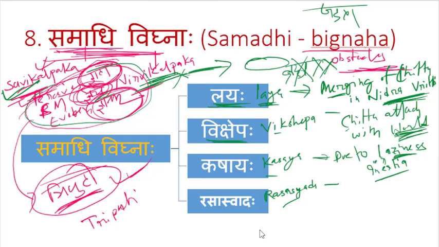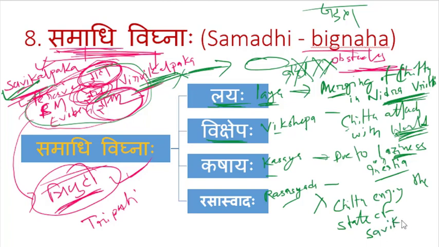And the fourth stage is, without attaining Brahma, when Chitta enjoys the state of Savikalpaka Samadhi. Means your mind is not at all going there. You are enjoying in this state only.